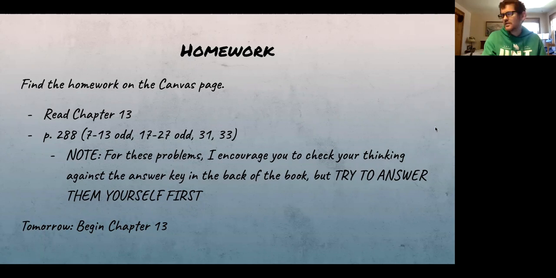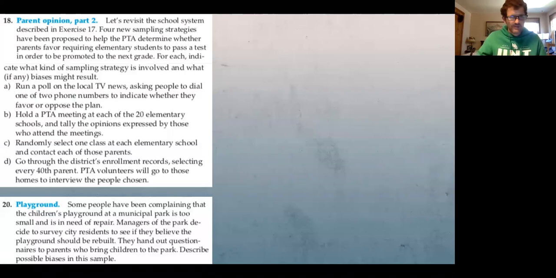Okay, let's go ahead and start looking at these. I'm not going to write stuff down for this. We're just going to kind of talk about these scenarios briefly. So what's happening here is we've got some sampling strategies proposed to help a PTA determine whether parents favor requiring elementary students to pass a test in order to be promoted to the next grade. So we're just going to assess these sampling strategies and figure out what's going on and what biases might result, if any. So the first one, run a poll on a local TV news and ask people to dial in.